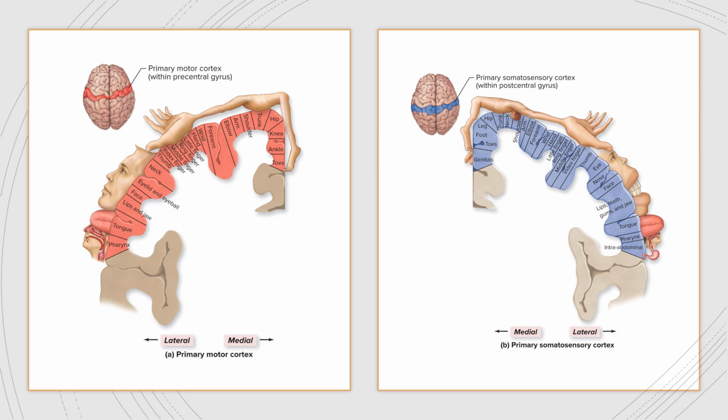Body regions with heightened sensory acuity, such as the lips, fingertips, and hands, are allocated larger cortical areas compared to less sensitive areas like the back and legs. This representation reflects the brain's prioritization of sensory processing for tasks like tactile discrimination, proprioception, and temperature perception.